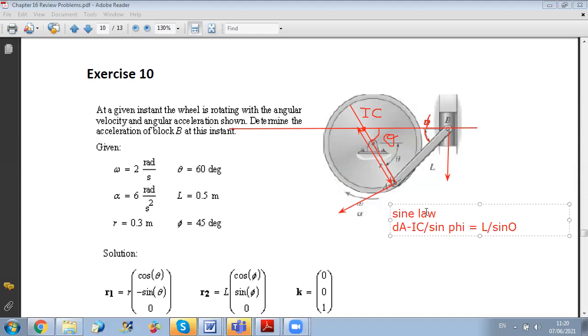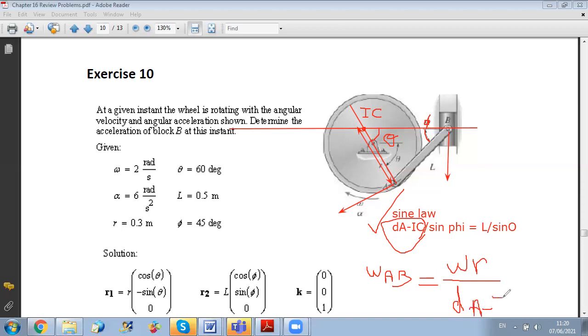So now from this relation, the only unknown is the distance between A and IC, because phi, theta, and L are given. So once I calculate this distance, I can say that omega AB is equal to the velocity of A, the magnitude of velocity of A is omega times R, which are both given, over the distance that I calculated from the sine law. And in this way, I can find the magnitude of omega AB using the method of instantaneous center. Now, concerning the sense, I will use the right-hand rule. As you can see here, to be able to have velocities downward, using the right-hand rule, I can say that omega of AB should be clockwise. Okay, so this is another method to calculate omega AB.